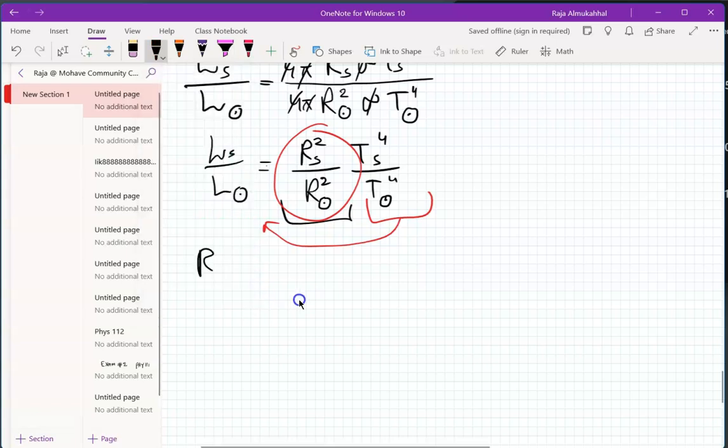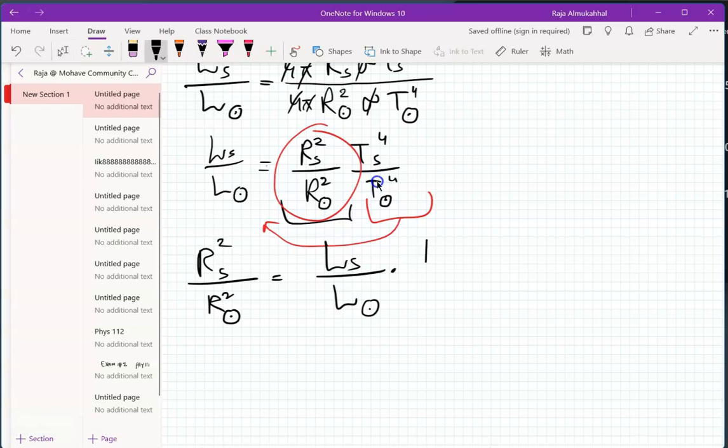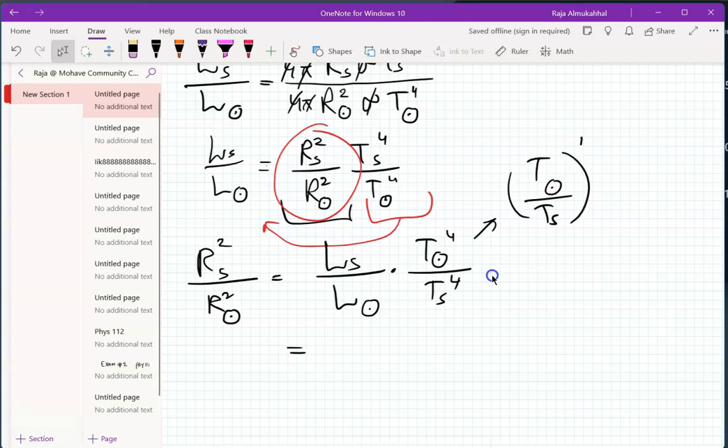So I have here R sub S over R solar squared equals, when I move it to the other side, it becomes R sub S over R solar. Remember, when I move this to the other side, I'm going to flip it. The numerator becomes the denominator, and the denominator becomes the numerator. So it becomes T solar to the fourth over T S to the fourth. Now remember, algebraically speaking, this would be equal to T solar over T sub S quantity to the fourth, right?